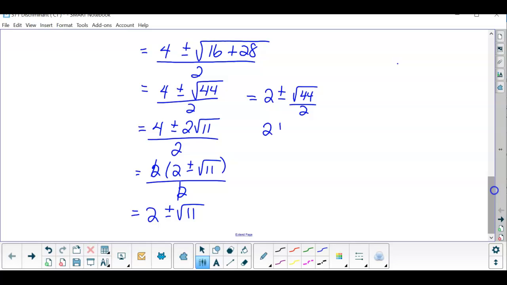This is what I sometimes see from students as well. They kind of divide out the 2, but then they leave this whole thing, so that definitely is not correct. What other common mistakes? They might forget about this and might go 2 plus or minus root of 44. So that's not correct either, because you haven't divided this term by 2.